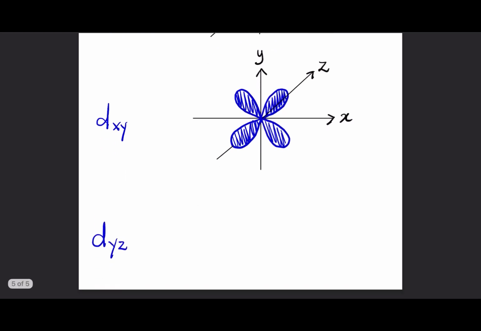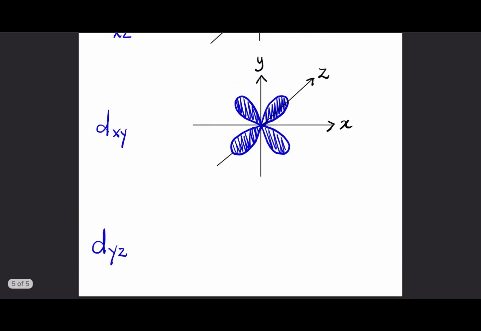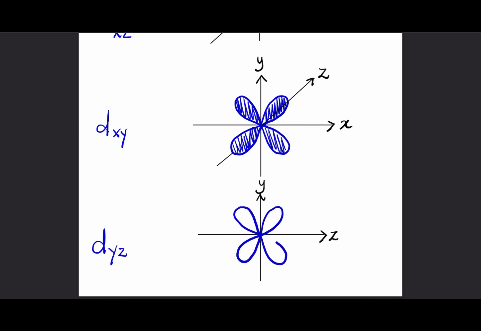Okay, we got last one iaitu dyz. So as usual, axis involved adalah y dan z dalam case ini. So I draw my axis y and then axis z, and after that 4 loops in between the axis. So I got 4 of them. And don't forget to shade your orbitals.